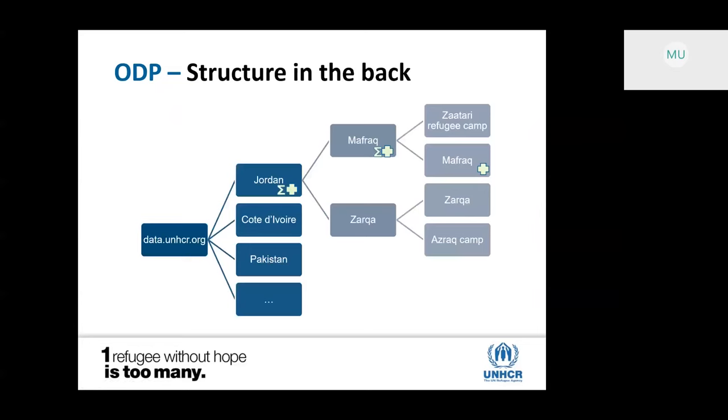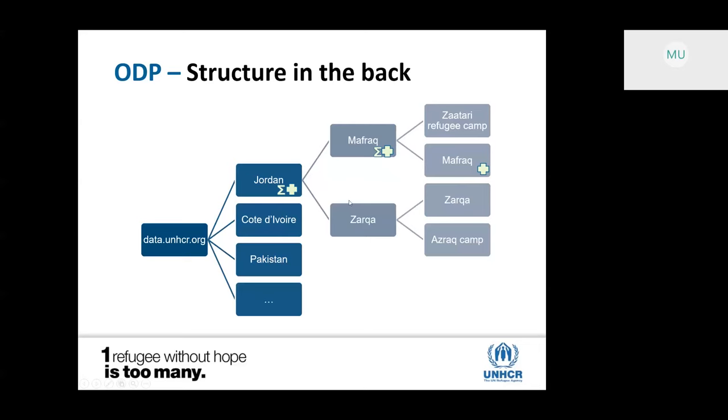The structure in the back is basically relying on geographical locations. The lowest level of these locations can go down to camps or villages, and then it can be fully customizable on how you build up to the larger admin levels. So this can mean governorates, this can mean districts, countries, and then finally situations. The content can be added to any of these levels. This is what these plus signs signify. So you can add a piece of news item to MAFRAC. You can add a document to MAFRAC as a governorate, or you can add population data to Jordan as a country.